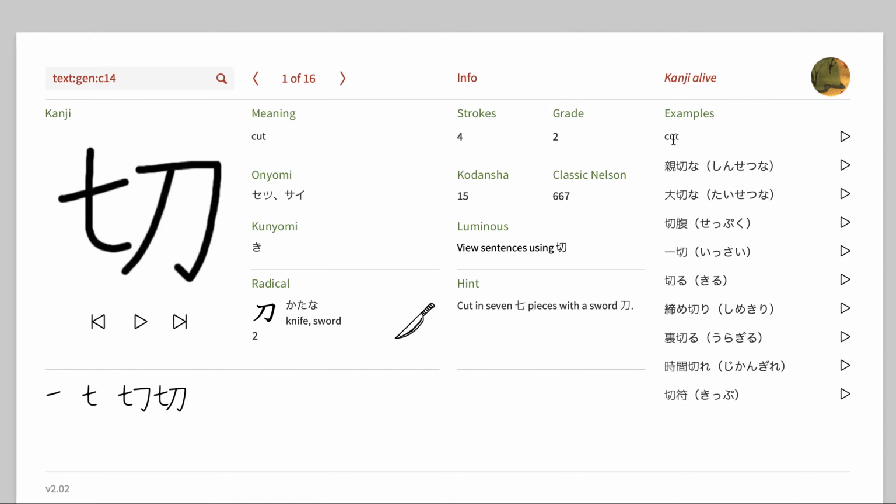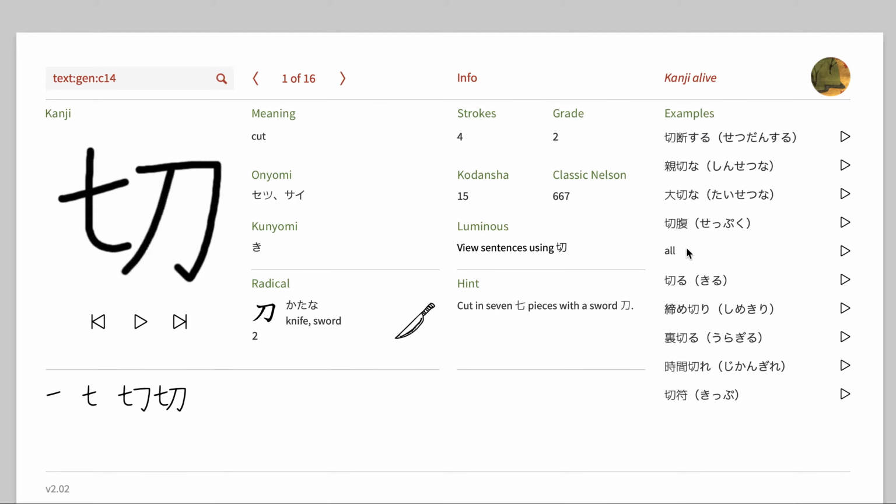So we have setsudan suru, which is to cut or amputate. Shinsetsu is kind, so you have familiar and cutting. I don't know how those mean kind. Taisetsu means important. Seppuku, you might know, is a form of ritual disembowelment. Seppuku, also called harakiri. The harakiri term is not considered particularly nice.